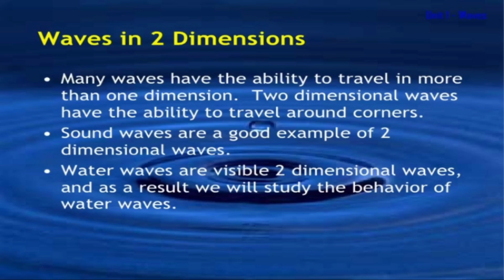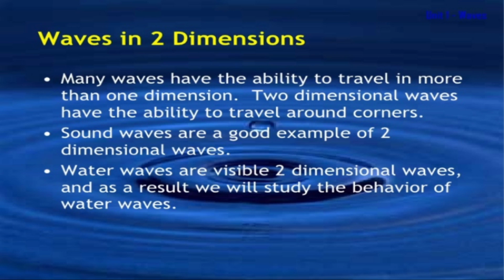Okay, so for waves in 2 dimensions, we need to just know a couple basic things. Many waves have the ability to travel in one or more than one dimension. 2-dimensional waves have the ability to travel around corners. Sound waves are a good example of 2-dimensional waves, and water waves are also a good visible example of 2-dimensional waves.